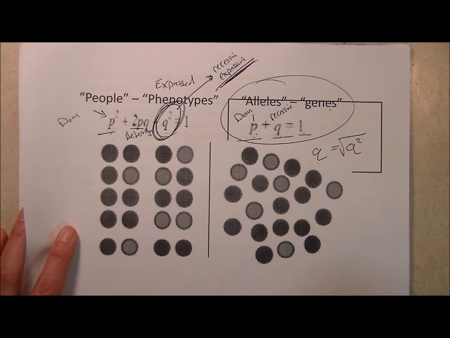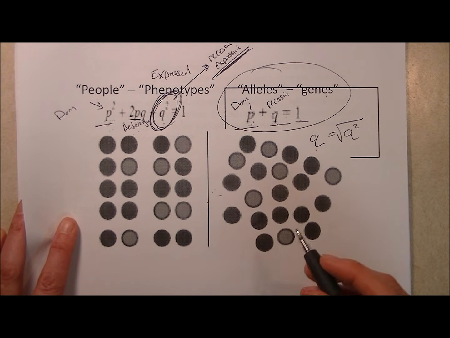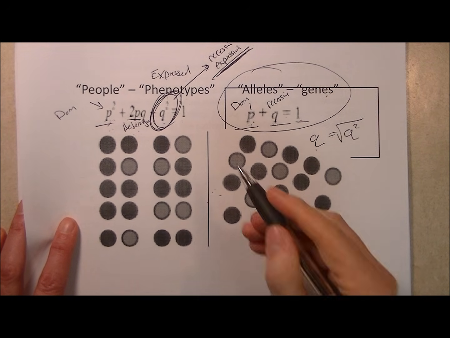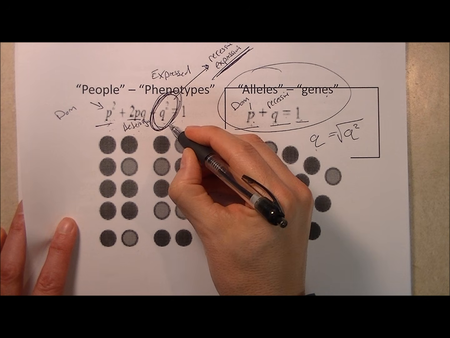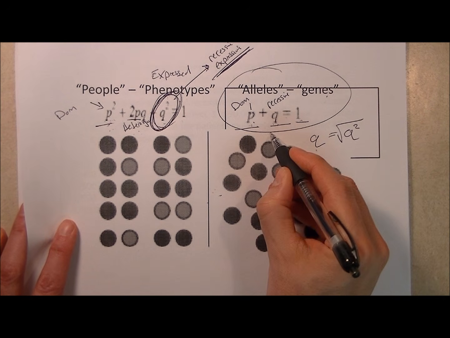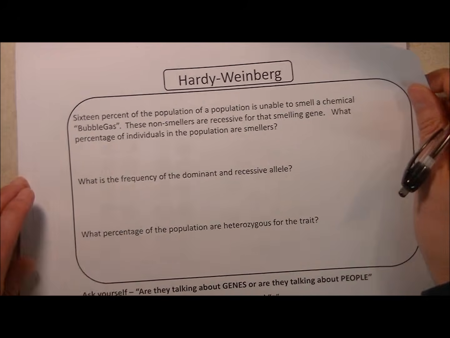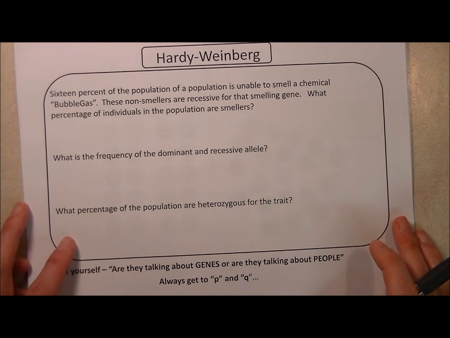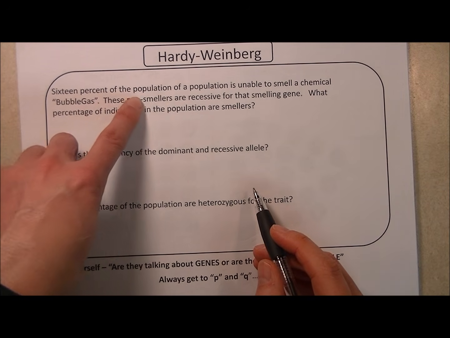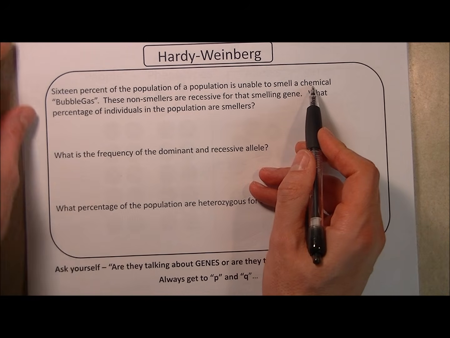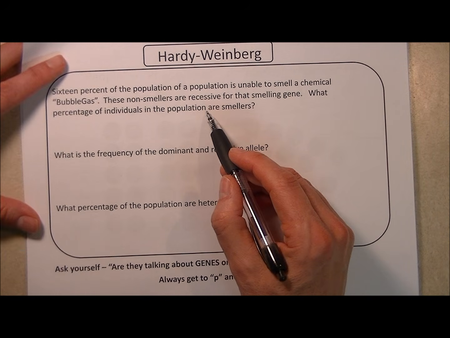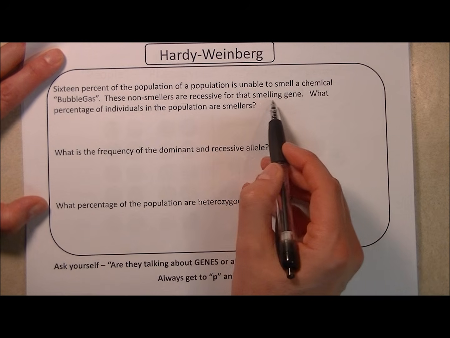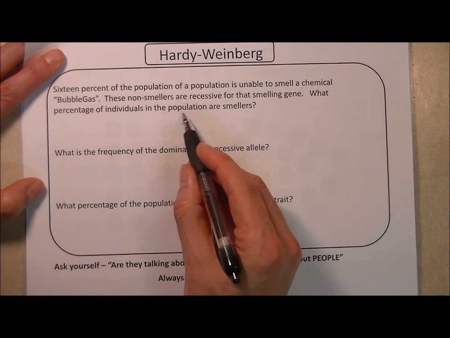So long story short, when you see Hardy-Weinberg problems and they start talking all this kind of stuff about the recessive expression in a population, just know that you're looking for q squared. Take the square root of that, work backwards, and you'll solve all these problems. So here's our problem. Hardy-Weinberg. It says 16% of the population is unable to smell a chemical, bubble gas. These non-smellers are recessive for the smelling gene. What percentage of individuals in the population are smellers?